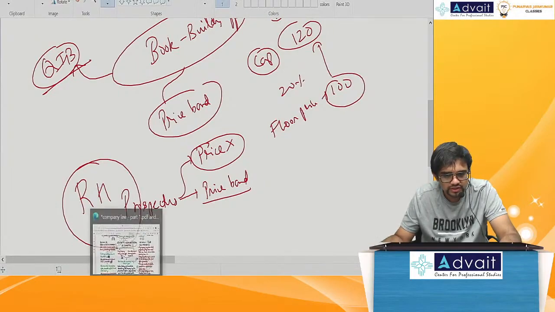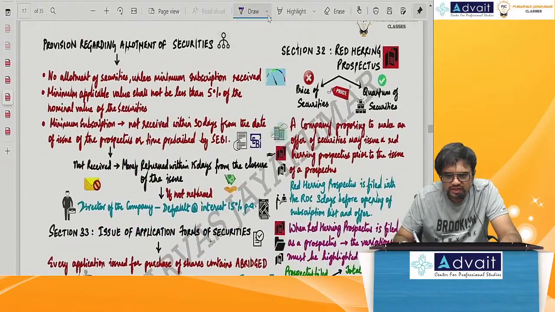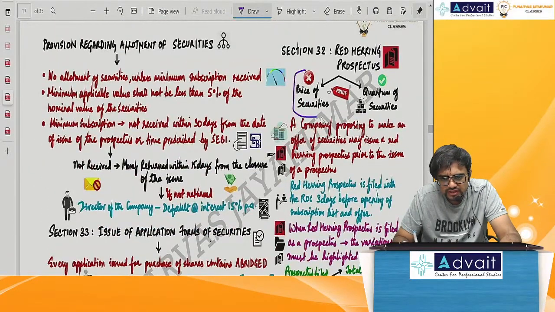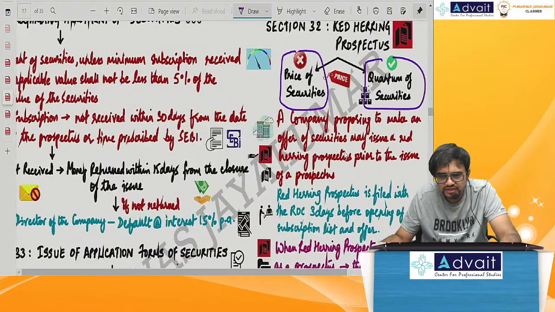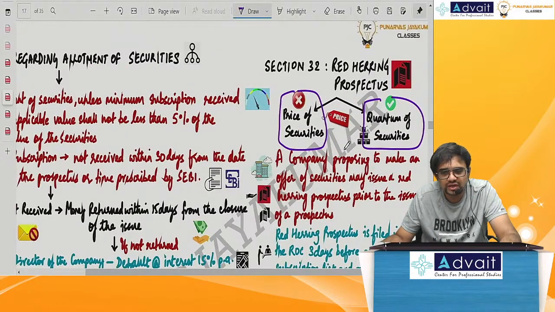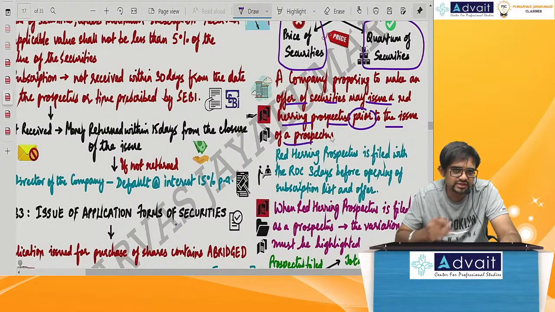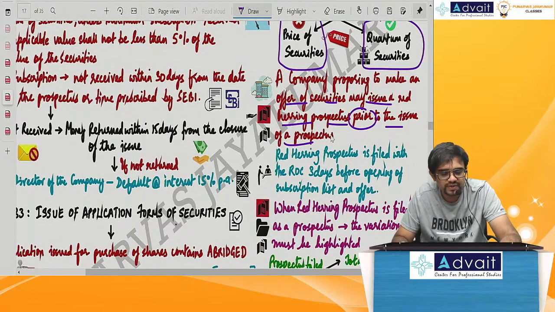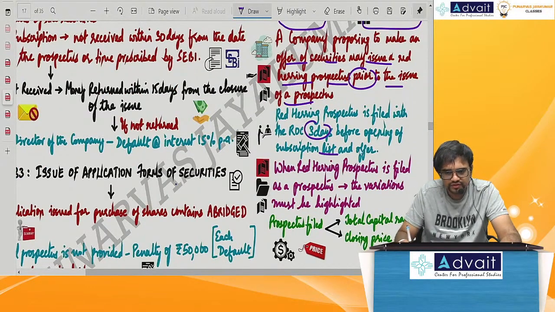Got it? So if you see now, red herring prospectus, let us check it out. In the red herring prospectus, price of the securities will not be there, but the quantum of securities will be there. Where the price of the securities is not there, but quantum of securities is there, that's called RHP. A company proposing to make an offer of securities may issue a red herring prospectus prior to the issue of a prospectus. So once the price is ascertained, RHP will be replaced by a normal prospectus. Red herring prospectus is filed with the ROC 3 days before the opening of the subscription list and offer.